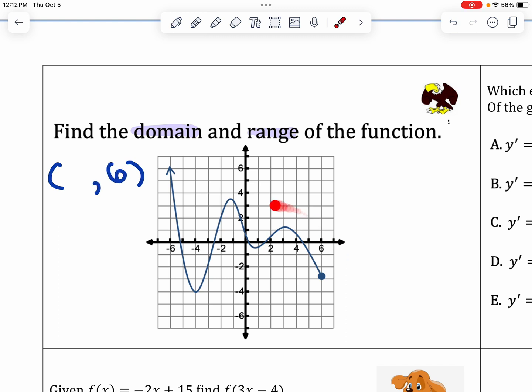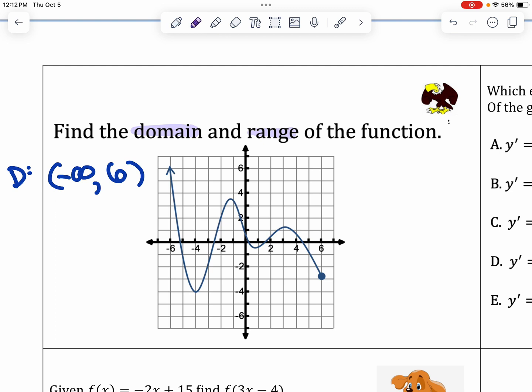Then I ask myself, where's the other boundary? Well, there's an arrow here, which means that it's going forever. And not only is it going up forever, it's going to the left. So left numbers mean negative infinity. So that's the correct answer for domain. But let's back up a second because I think this one's a little confusing.